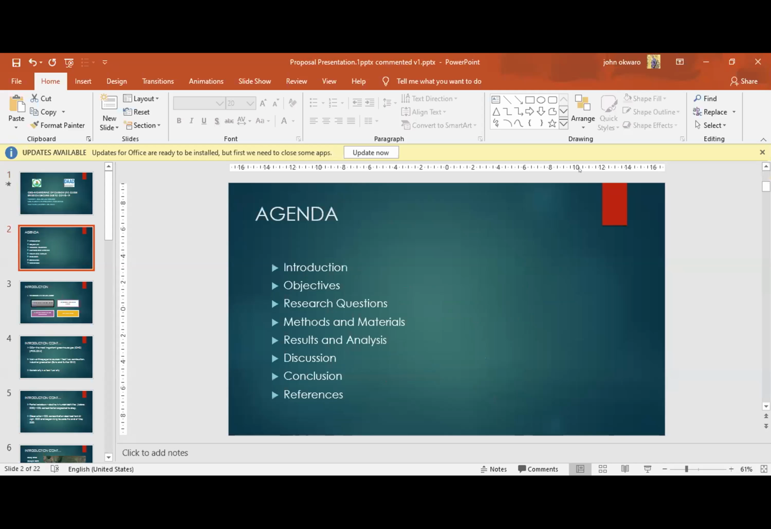So let's start. This is the agenda. There's introduction, objective, methods and materials, discussion, conclusion, then references.